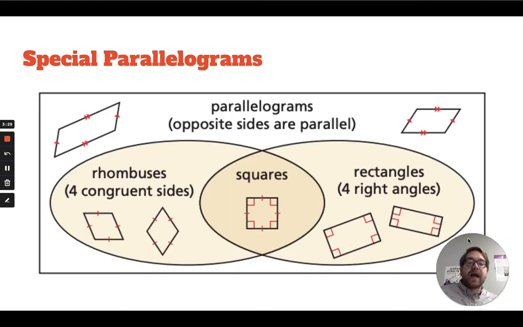And so if we were to map out the relationship between these different shapes, it would look something like this. The parallelogram is the umbrella term. It's all of these shapes together. And then you have rhombuses over here with four congruent sides, rectangles on the other side with four right angles, and then they cross over as a square. So if you have a rhombus where all of the angles are right angles, that's a square. If you have a rectangle where all the sides are equal, that's a square. And so you can see the relationship between these different shapes. But it's important to remember that they are all parallelograms. And all parallelograms are quadrilaterals. Kind of seeing that relationship between all these different shapes and terms.